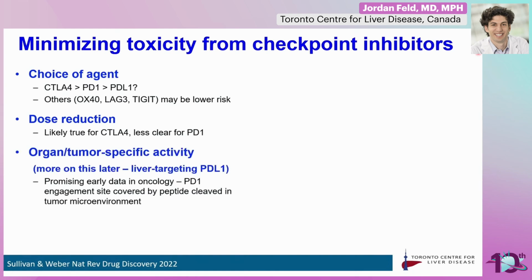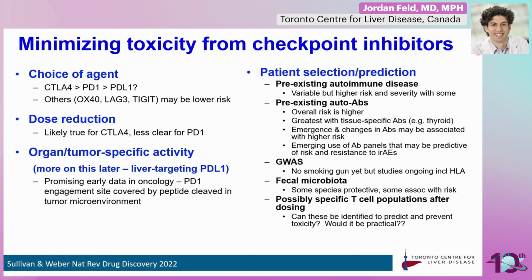There is some data from the cancer literature that organ or tumor-specific activity is relevant, and we're going to hear more about this with the liver targeting PD-L1 later today, but there are promising data in oncology where you can take the PD-1 engagement site, cover it by a peptide that's cleaved in the tumor microenvironment, and significantly reduce toxicity. So I think this does give us promise that targeting it to the liver may be more effective.